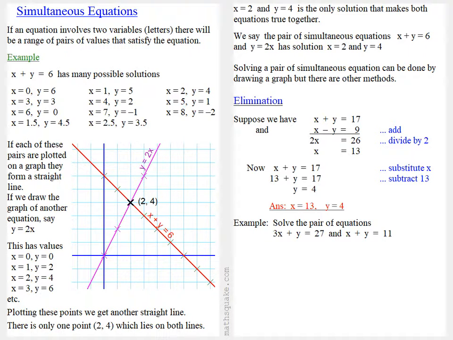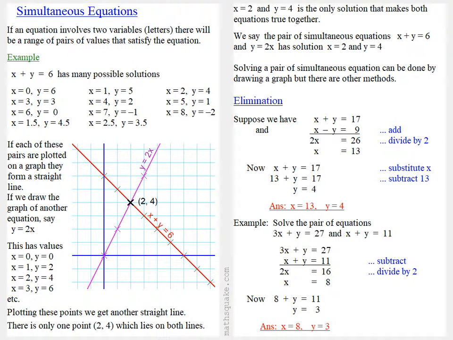Let's look at another example. Solve the pair of equations 3x plus y equals 27 and x plus y equals 11. Now if we write them down one underneath the other and then subtract them, we have 2x equals 16. So dividing by 2, x equals 8. Now if we substitute x is equal to 8 in the equation x plus y equals 11, we have 8 plus y equals 11, and so y equals 3. This gives us the solution x equals 8 and y equals 3.